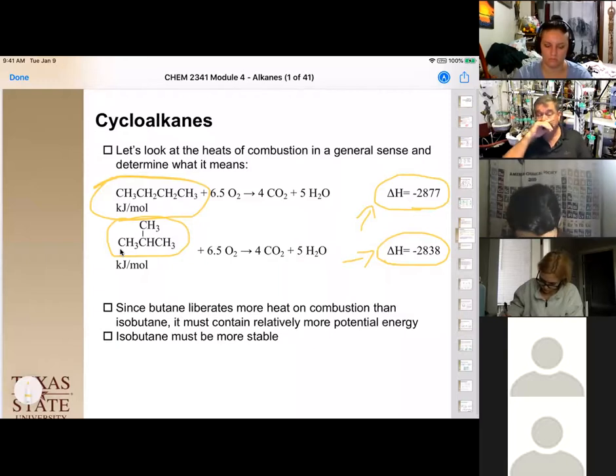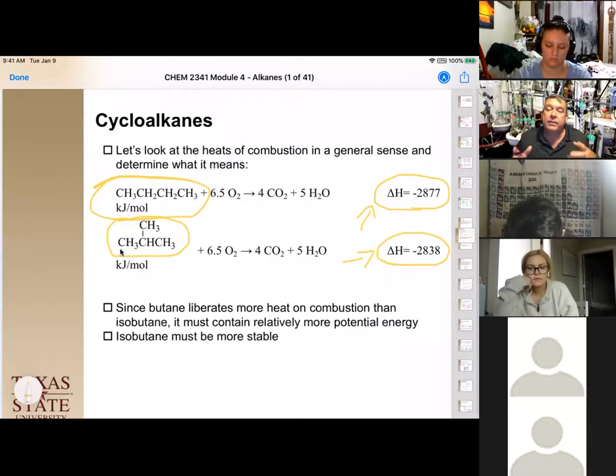Okay. So whenever you're looking at these relative scales, think of the negative as meaning you're giving out heat, and the higher the number, the more heat it gave off. Okay. And I'm not including the negative sign. So the more negative it is, the more heat it gave off, and the more potential energy it had stored.